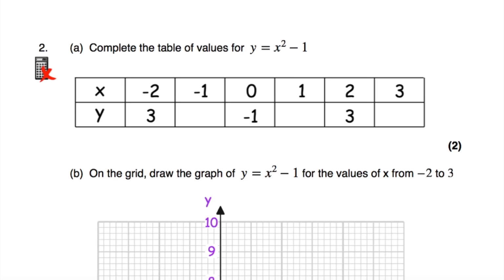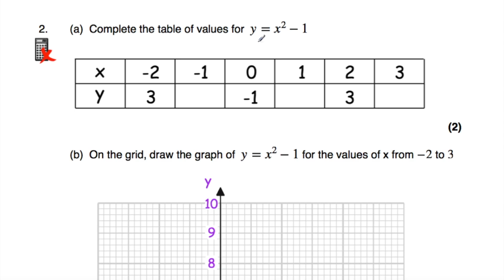Okay, question number 2. Part A says, complete the table of values for y equals x squared subtract 1. That's saying that the y coordinate is the x coordinate squared, subtract 1. So let's check it. If you square 2, you get 4, and then subtract 1 is 3. That's why 3 is the y coordinate there. Okay, we've been asked to complete the table, so we need to square the x coordinates and then subtract 1. So 3 squared is 9, subtract 1 is 8. 1 squared is 1, subtract 1 is 0. And -1 squared, remember, a negative times a negative is a positive, so -1 times -1 is 1, subtract 1 is 0, and that's it.